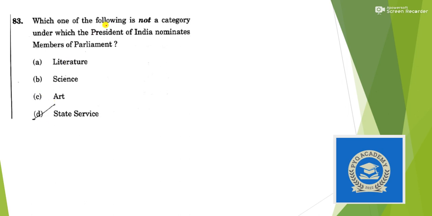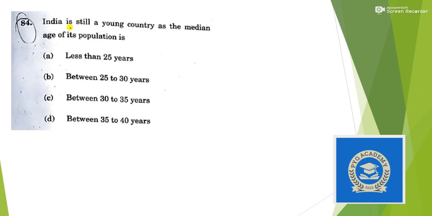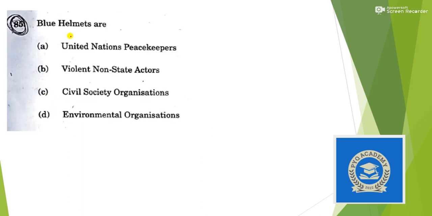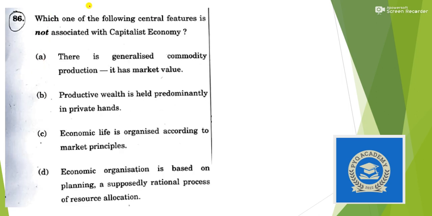Next, which of the following is not a category? Again a very easy question. Answer should be option D, state service, not social services. Next, India is still a young country and has a median age of around 28-29, so it should be option B, between 25 to 30. Next, blue helmets, a very popular term used for UN peacekeepers. Answer option A. Next, which one of the following central features is not associated with a capitalist economy? It should be D. Economic organization based on planning, supposed rational process and resource allocation is not for capitalist but maybe for socialist. So answer is option D.